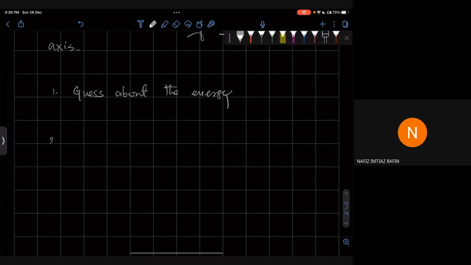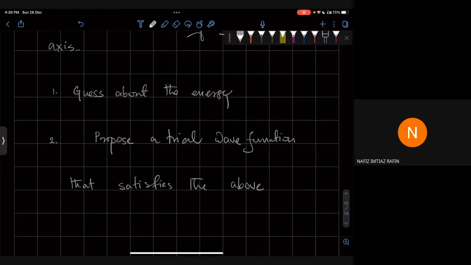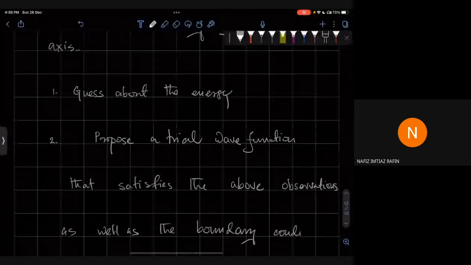And then based on that guess, propose a trial wave function that satisfies the above observations, as well as the boundary conditions. Okay, so let's see some examples.